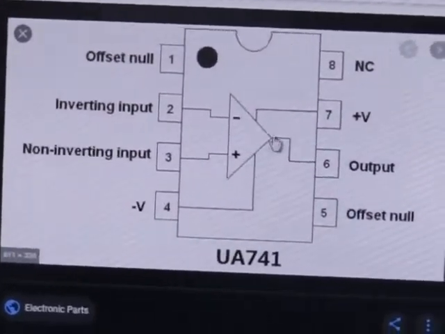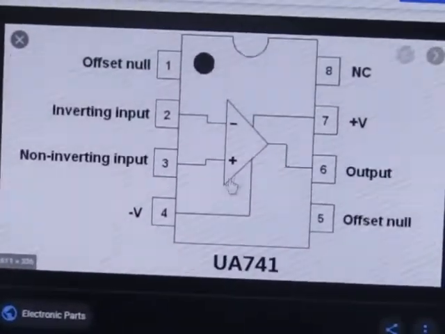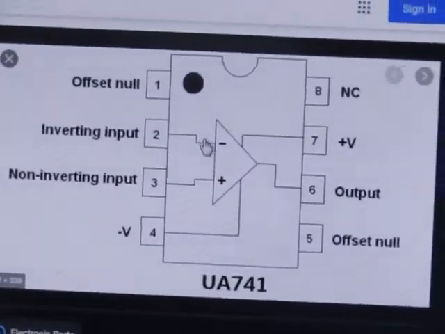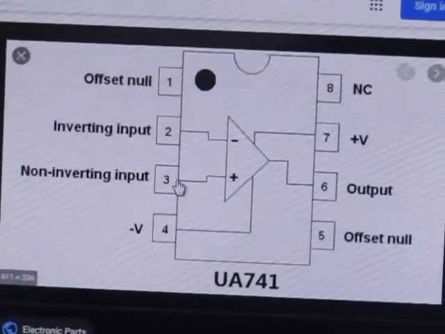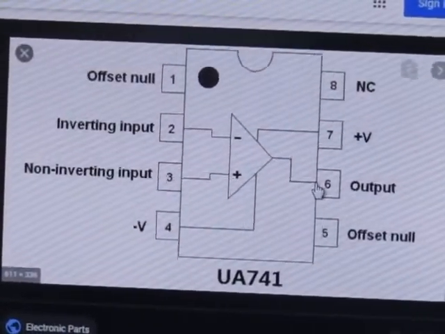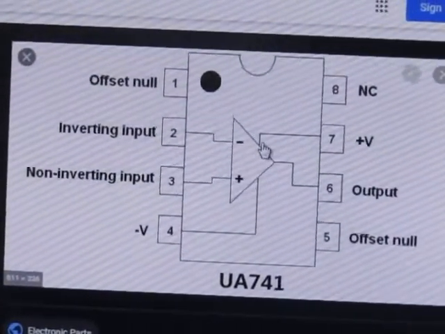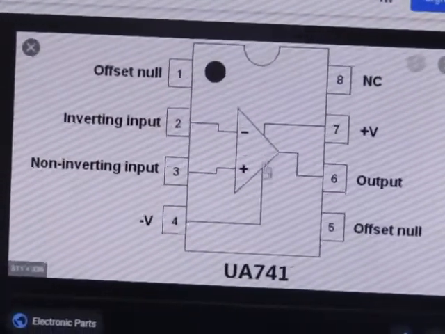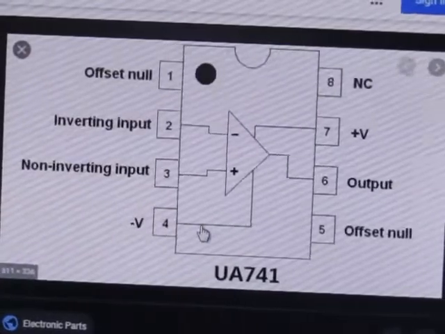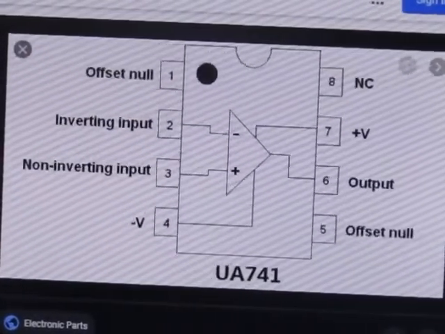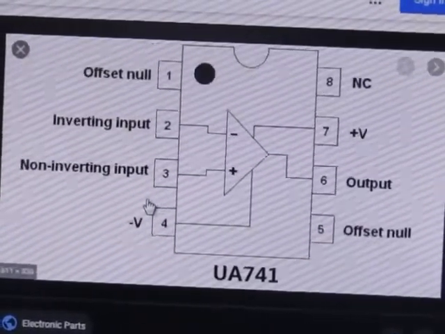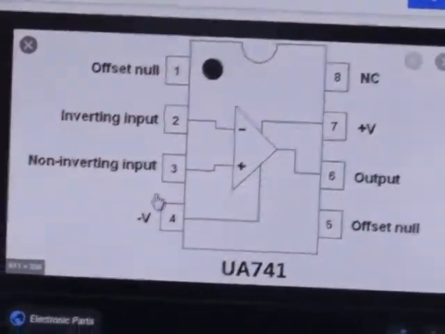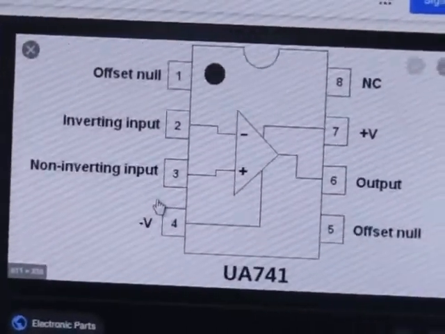You can see that in this IC symbol, it takes the input from pin number 2 and pin number 3, and produces the output at pin number 6. For applying the potential of plus VCC we have pin number 7, and for minus VCC we have pin number 4. Right, so we have to memorize this IC and its internal structure so that we are able to design and develop our circuit.